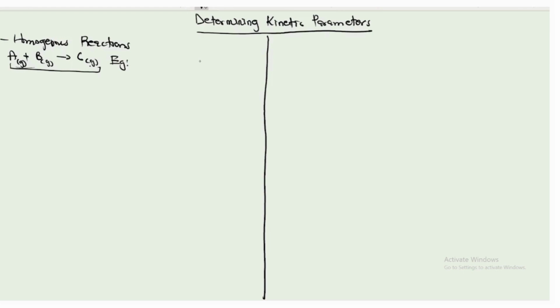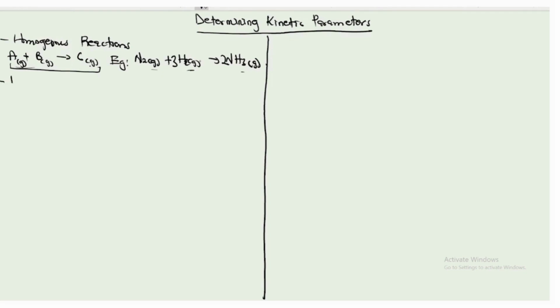So a practical example would be the Haber-Bosch process. We have nitrogen in the gaseous state plus hydrogen in the gaseous state, forming ammonia in the gaseous state. Now because the reactant and the product are all in the gaseous state, we can see that this is a homogeneous reaction.